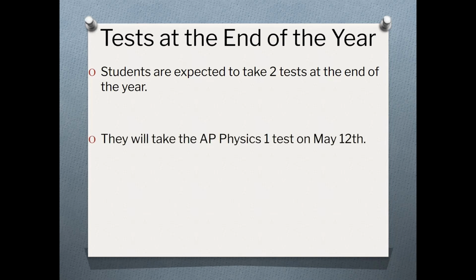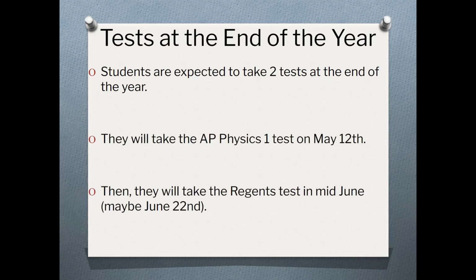There are two main tests that students are expected to take at the end of the year. The first is the AP Physics 1 exam, which is going to be, I wrote May 12th. I forgot to update that. But it is in May. It's near the beginning of May. It's actually in the second week of the AP week. You can see it on the College Board website.